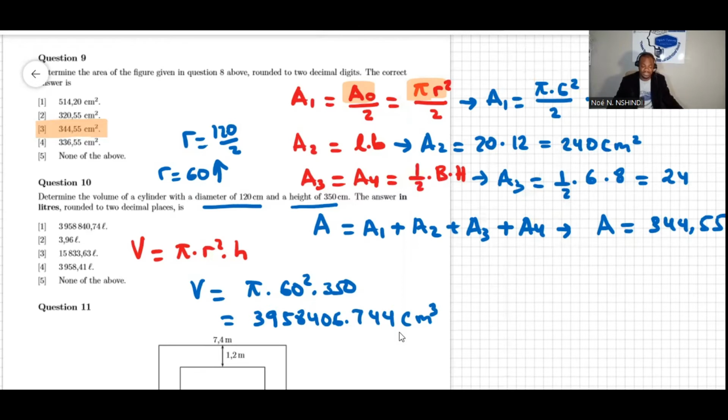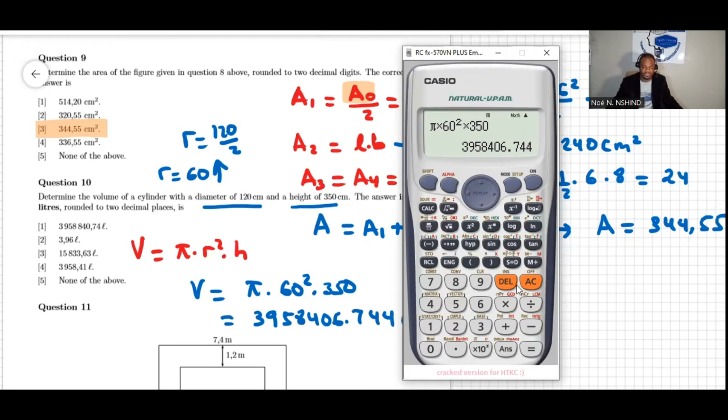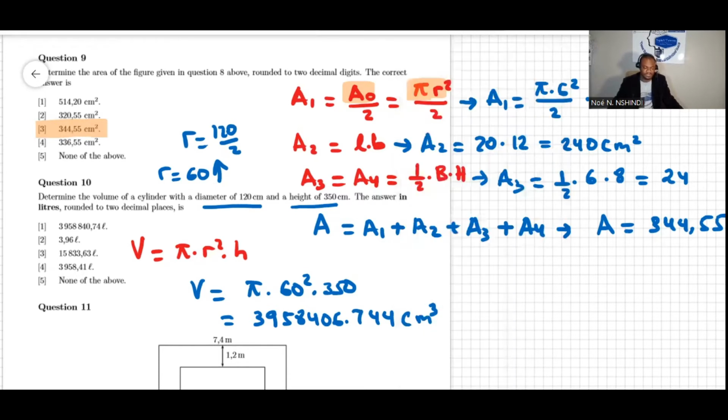To get this in liters, we divide that by 1000. The answer that we get here, we divide by 1000. This is equivalent to 1260 pi, and when you press SD, the correct answer, when I look here, is 3958.41. So it's alternative 4. That's the answer in liters.